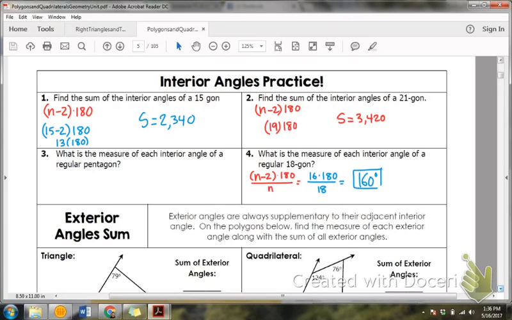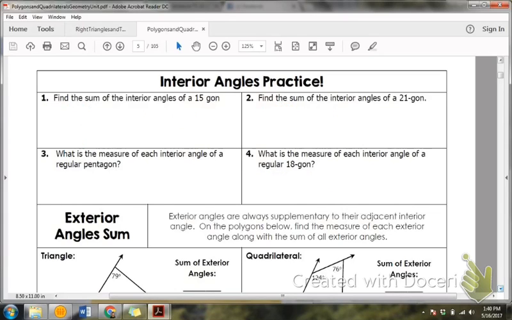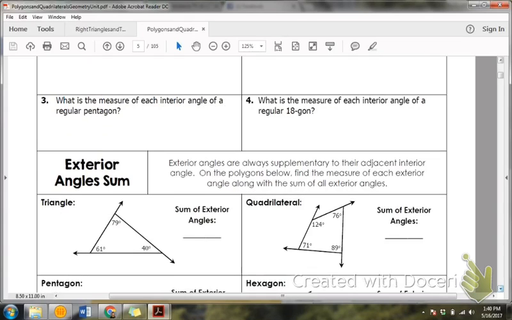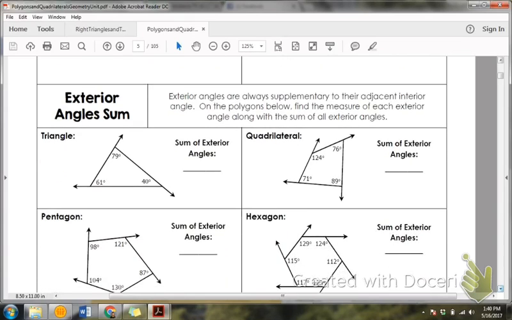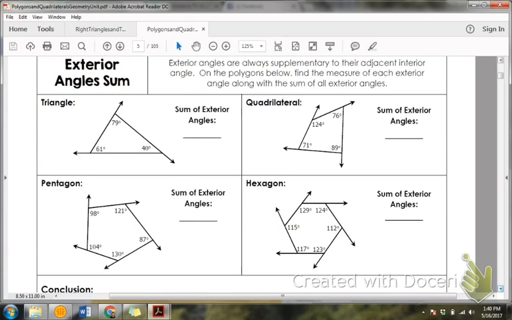So now let's look at the exterior angles. We're going to skip what this says, and we're actually going to just try it out. Let's try it out with this triangle here. If I wanted to know what all the exterior angles added up to, how could I figure that out? First of all, I need to know how much the exterior angles are, right?